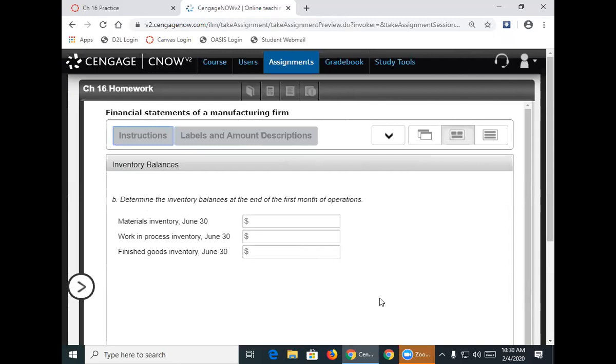So for me, my materials have a balance of 63,380. Okay, this is a lot simpler than the last one we did. Yes, because we don't have any beginning balances, and you don't have to keep track of specific jobs. Really, this one's more of a review from chapter 15, except for applying overhead, because it's not given per job. You're really just balancing those T accounts.